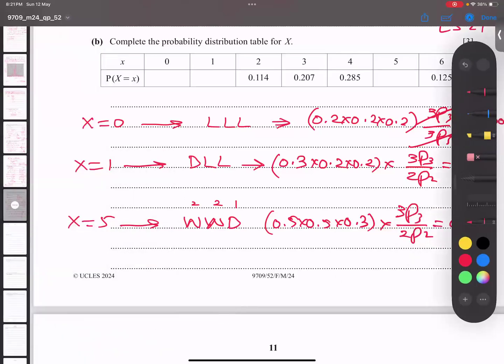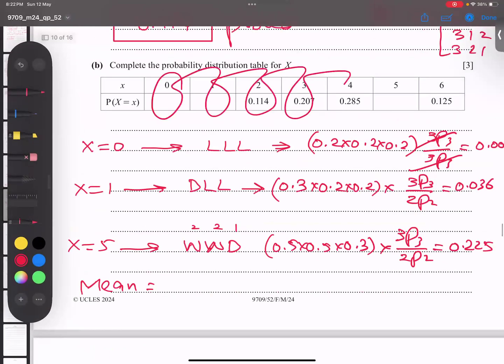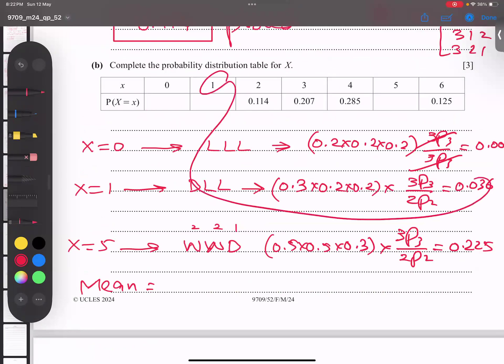Cut from here and paste here. Mean. Okay, students, how to get the mean? You know, this is multiplying and adding them all. So 0 into that, no need to waste time. So 1 into this value, I got 0.036.